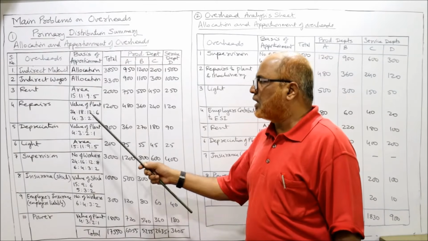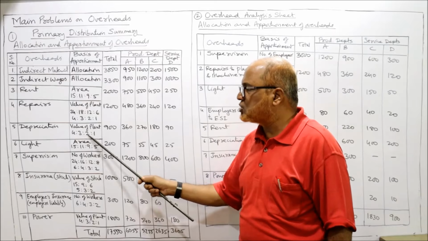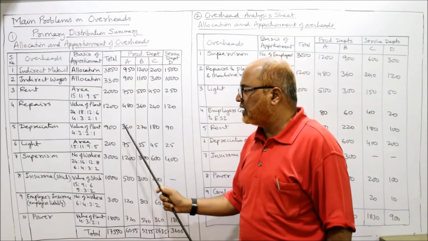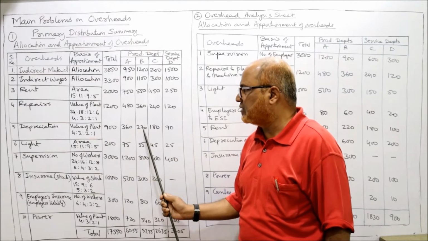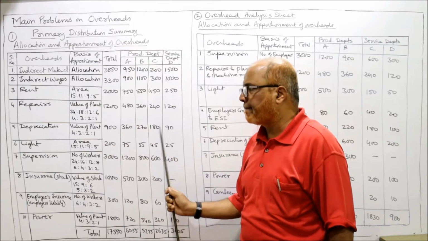Now depreciation. Again there is a relationship between depreciation and value of plant, because depreciation is made on plant and machinery. Total depreciation 900. Again value of plant, same 4 is to 3 is to 2 is to 1. So 900 into 4 by 10, 360. 900 into 3 by 10, 270. 900 into 2 by 10, 180. 900 into 1 by 10, 90.